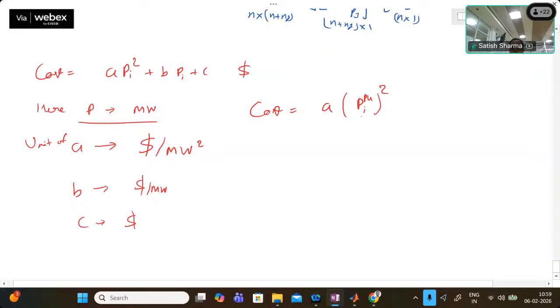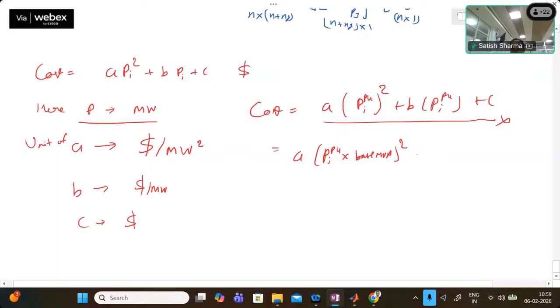Multiply with the base value. So these are in per unit, so plus B, and this PI is also per unit, plus C. So this entire notation is wrong. We have to convert this PI, which is in per unit, into base value, and then square, plus B and this PI per unit into base MVA. Okay, so this is the issue here.